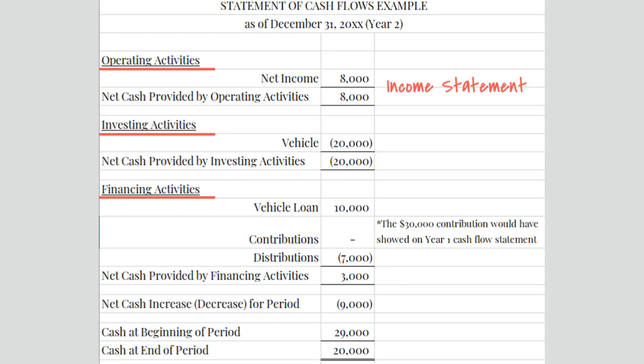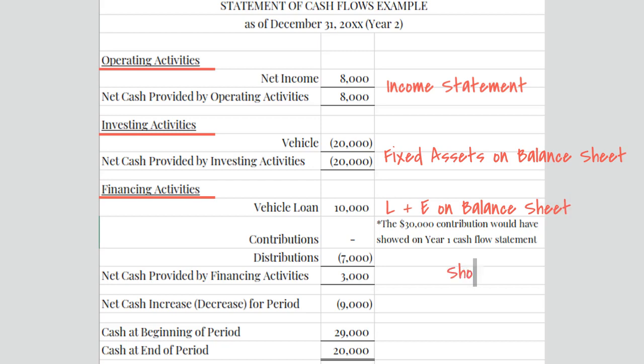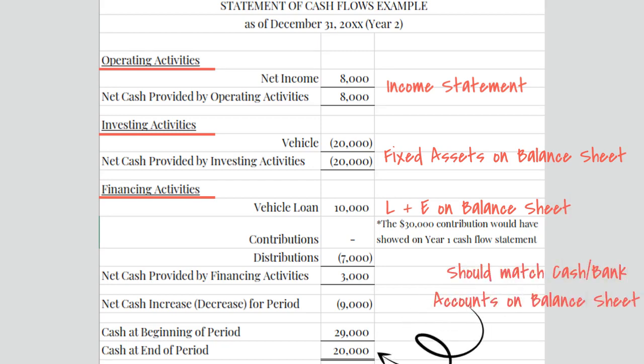Investing activities show the purchasing or selling of assets. So it's pretty much the property and equipment section of the balance sheet. And financing activities show the debt and equity financing for the company. So in other words, it's the liabilities and equity section of the balance sheet. And after completing the cash flow statement, the cash at end of period balance should match your balance sheet cash and bank account balance at the same given period.